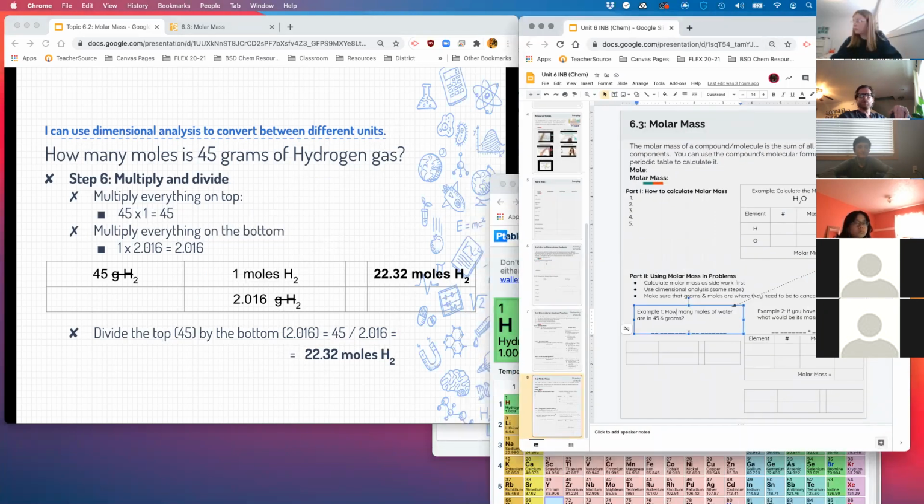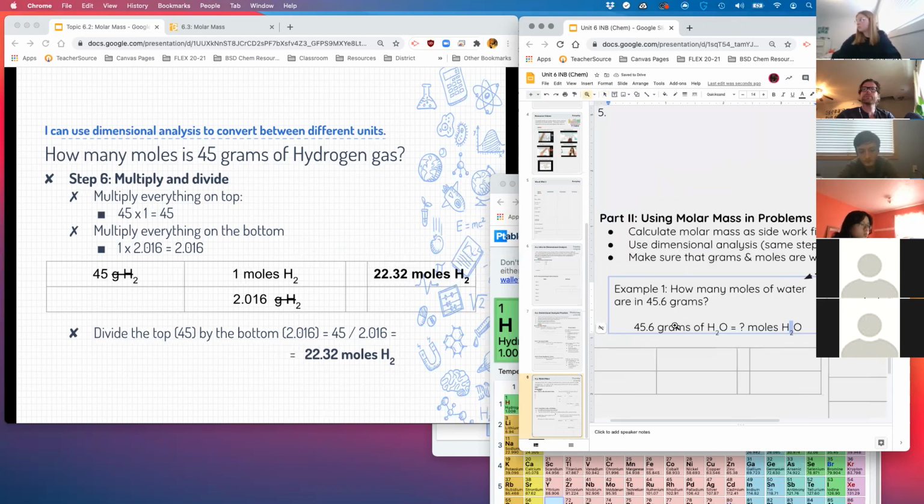For this first one, we're talking about water, and we already calculated that the molar mass of water is 18.016 grams per mole. So let's go ahead and do this. How many moles of water is 45.6 grams of H2O? It's equal to blank moles of H2O. Okay, I'll make this nice and big for y'all.